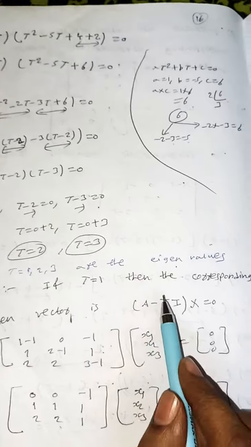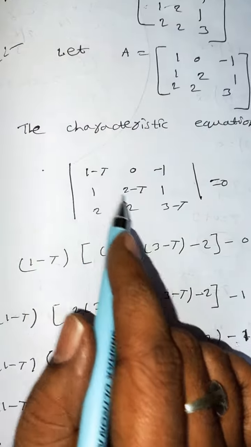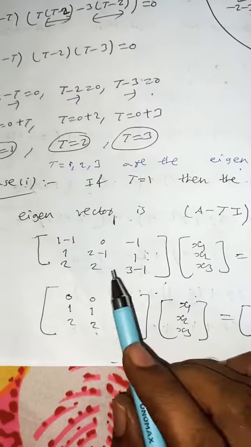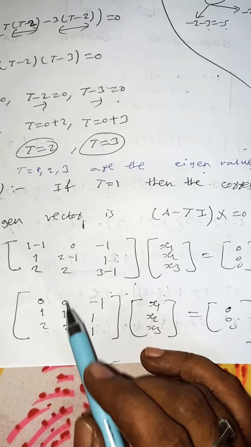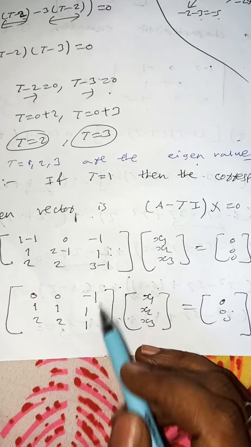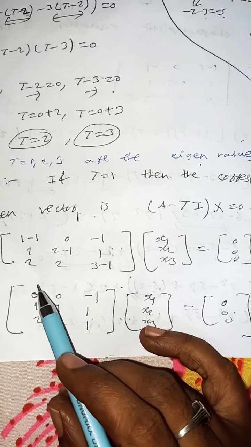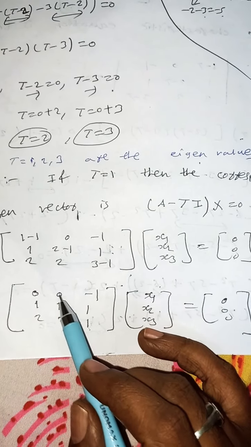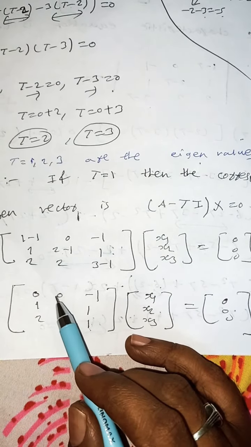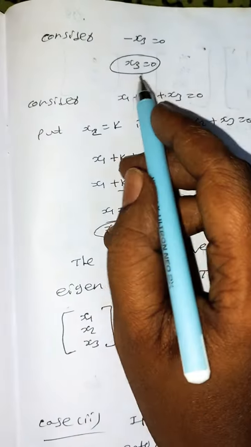Therefore if lambda is equal to 1, then the corresponding eigenvector is given by this same formula. In place of lambda, what should you substitute? 1. So you will get 1 minus 1, 0. Rest all same. Here 2 minus 1 is 1, and here 3 minus 1 is 1. So simply, taking the first row: x1 times 0 plus 0 times x2 minus x3. Since 0 times anything is 0, minus x3 is equal to 0, that is, the x3 value is 0.